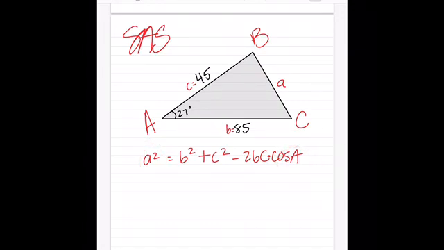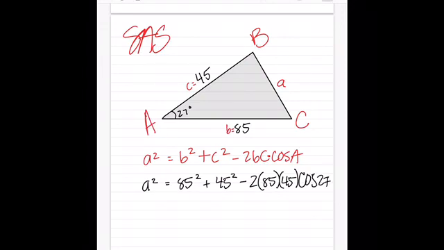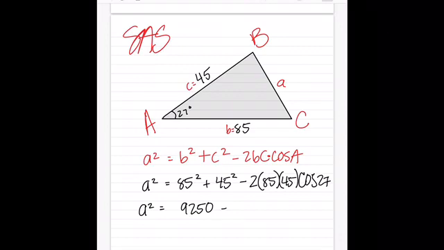Okay, so let's start putting stuff into this equation. So A squared is going to stay A squared. Now B squared is going to be 85 squared plus C squared, which is 45 squared, minus 2 times 85 times 45 cosine of A. Angle A was 27. Okay, so let's start simplifying. A squared is equal to 85 squared plus 45 squared. 85 squared plus 45 squared is 9,250 minus 2 times 85 times 45. So I'm going to go ahead and do 2 times 85 times 45.